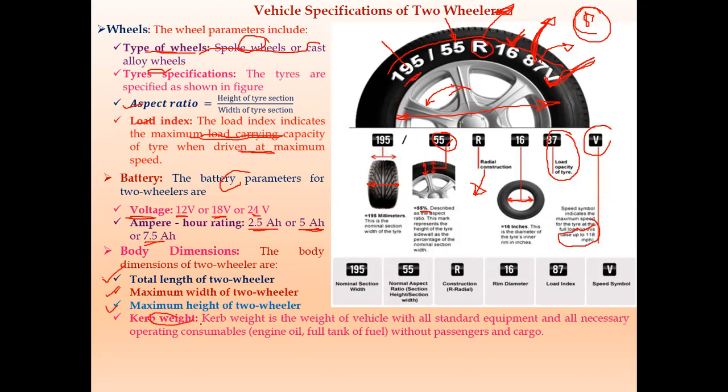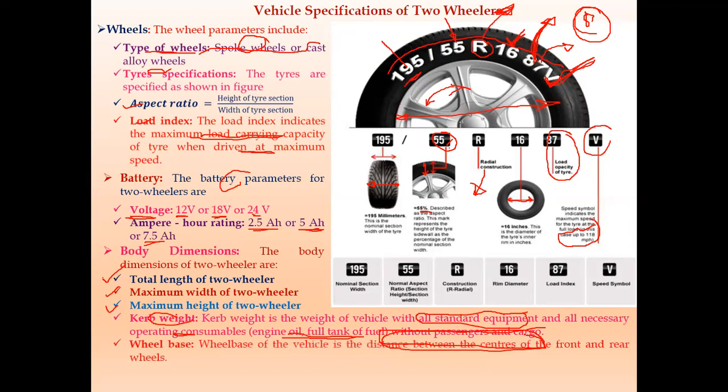Now, what is meant by curb weight? Curb weight is the weight of the vehicle with all standard equipment that is necessary for operating, including consumables. So it includes engine oil and fuel in the fuel tank, without passenger and without cargo. That weight is called the curb weight. So it is only the weight of the vehicle with all standard equipment necessary for operating that vehicle.